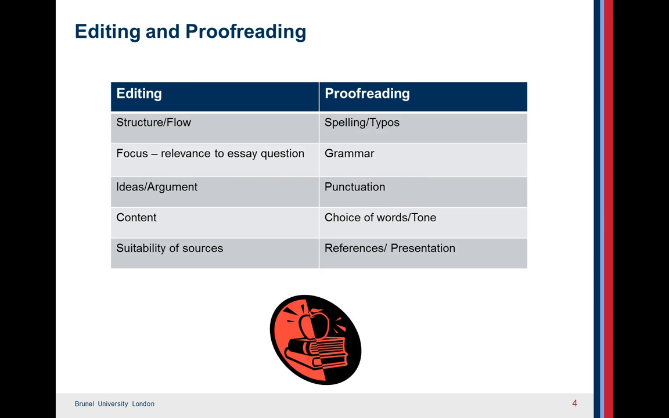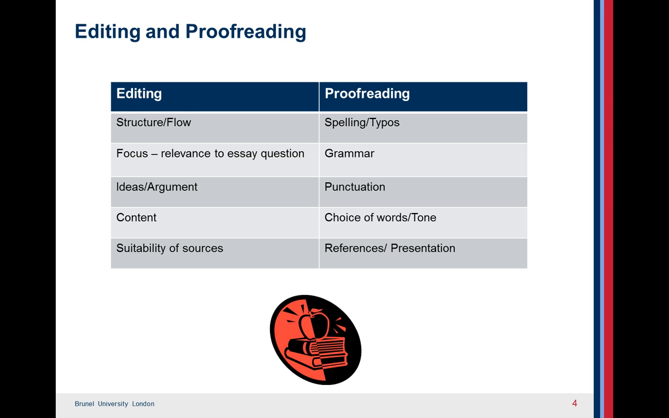So let's look at this table, which helps you to understand the main differences between editing and proofreading. When editing your work, on the left-hand side, you're looking for structure and flow and any amendments you might need to make according to this. You also want to pay attention to the level of focus that you've paid in terms of the relevance to the essay question. When editing, you also want to pay attention to the ideas and the argument that you have raised and whether or not these need tightening. You also look at the content and whether or not this is suitable. Have you selected the relevant sources to incorporate into your work or not? And question the suitability of your readings.